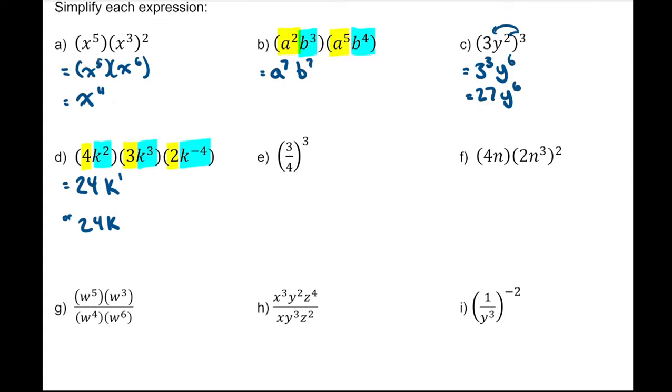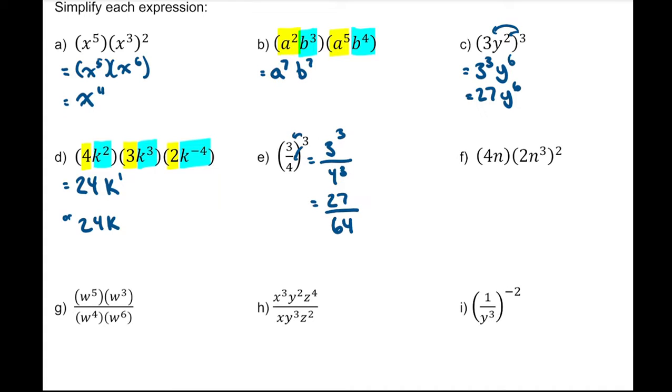For e, again, another fraction with an exponent. It's a positive exponent, so I don't have to worry about it too much. But what I can do is, instead of writing in expanded form, I can say that exponent of 3 applies to both the 3 and the 4. So this is the same way of saying 3 to the power of 3 over 4 to the power of 3. This I can simplify and get 27 over 64.